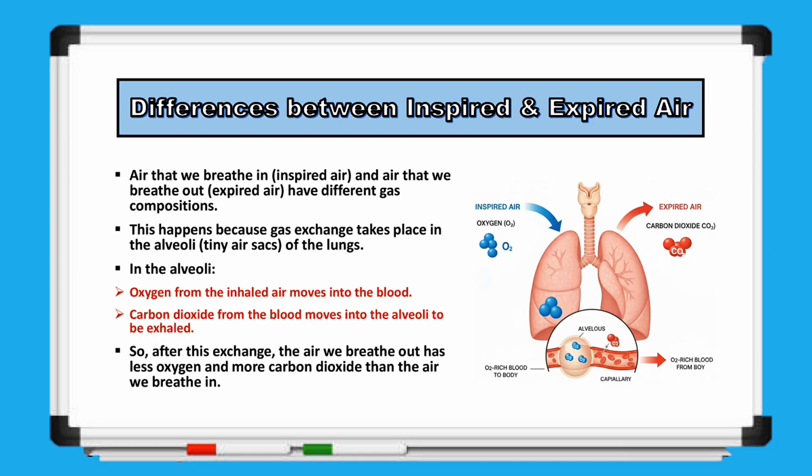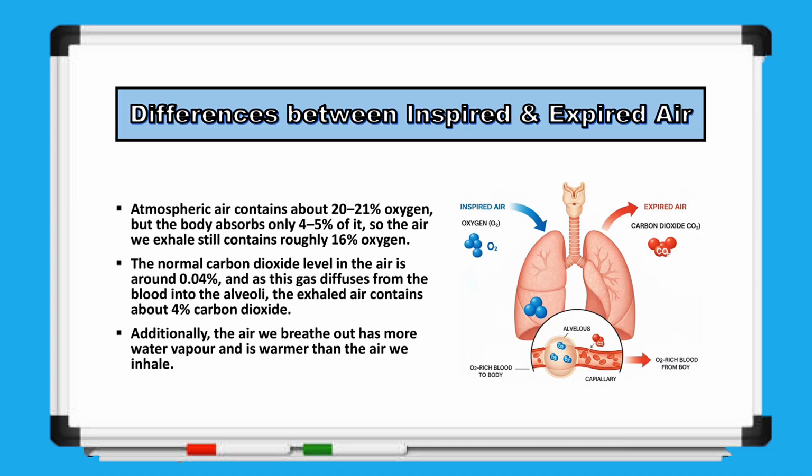Atmospheric air contains about 20 to 21% oxygen, but the body absorbs only around 4 to 5% of it. This means that the air we exhale still contains approximately 16% oxygen. The normal level of carbon dioxide in the air is about 0.04%. However, since carbon dioxide moves from the blood into the alveoli during gas exchange, the air we breathe out contains about 4% carbon dioxide. In addition to this, the air we exhale is warmer and contains more water vapor compared to the air we inhale.